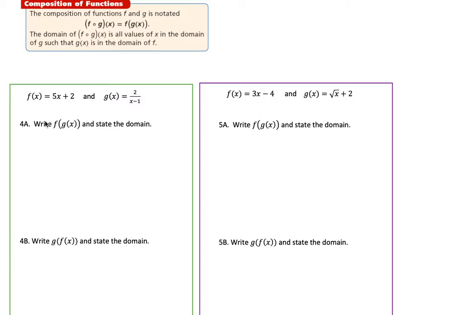If you look at 4a, it says write f of g of x and state the domain. There's no specific number here to put in, so that means we're going to put in the entire function. It looks like g is going to go inside of f. So I'm going to take g and put it inside of the x of f. When I write it out, I'm just going to leave a big space for the x right now.